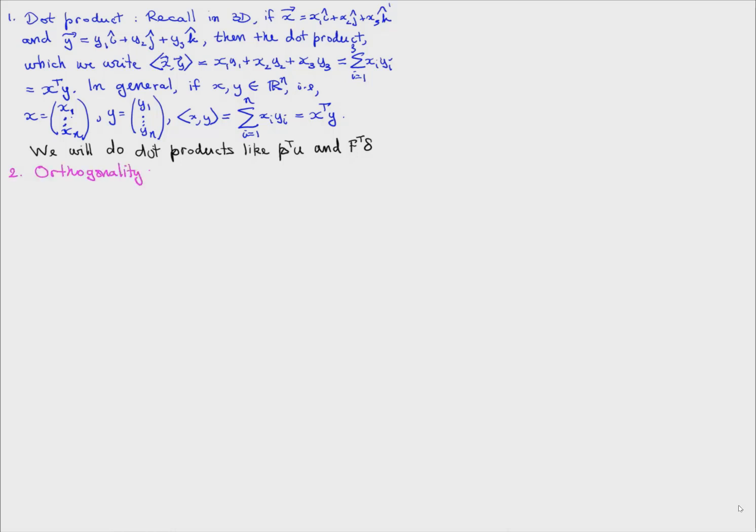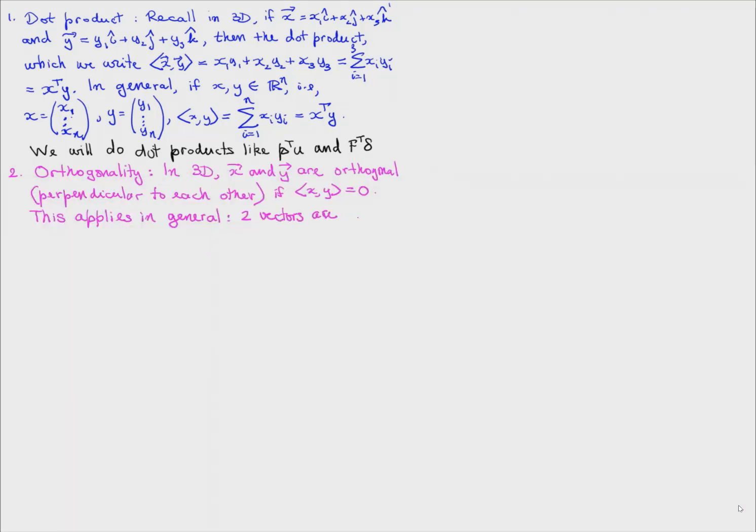The second idea is orthogonality. Again, recall in 3D that if two vectors are orthogonal, then their dot product is 0. In other words, the two vectors are perpendicular to each other. This idea extends to general n-dimensional vectors. So if we have two vectors x and y, then they're orthogonal if the dot product is 0, or x transpose y is 0.